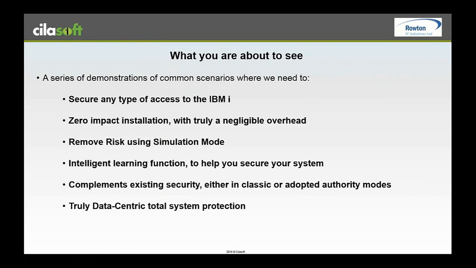What you're about to see is a series of demonstrations of common scenarios that we've seen at many of our client sites. It shows you how we can secure any type of access to IBM i, and by any, we literally mean any. New versions of access and methods are added with every version of the operating system, and quite often with new TR levels. But the way that we protect the system using the data-centric rules applies to all of them.